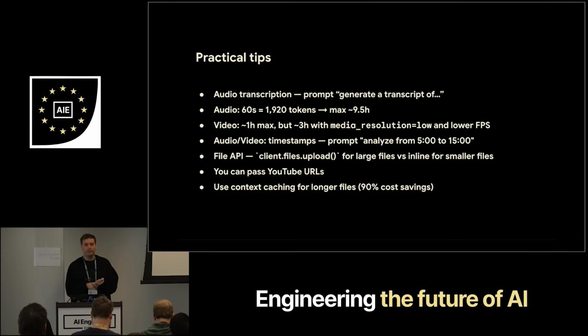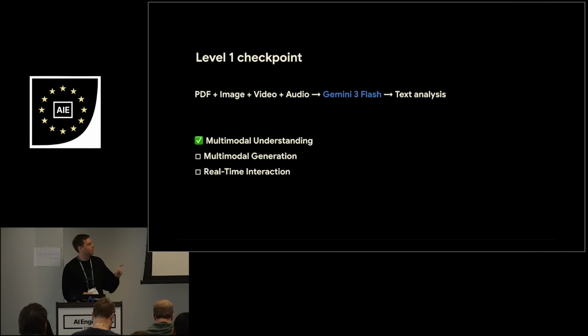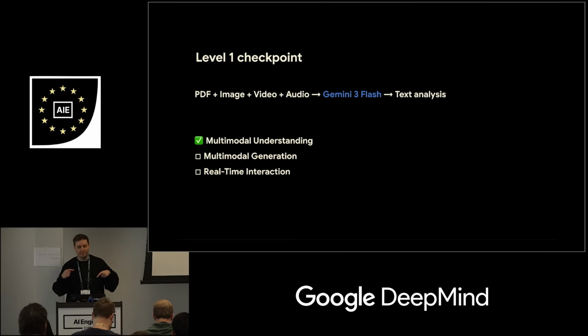And what's also nice to know is you can combine it with context caching. This is built into the API. This is especially useful if you're loading longer files into Gemini and doing repeated queries, because then it saves you 90% of the costs. This is multimodal understanding in a nutshell. So here, doing a quick checkpoint, we're now able to use Gemini to understand all these different resources and generate a summary.